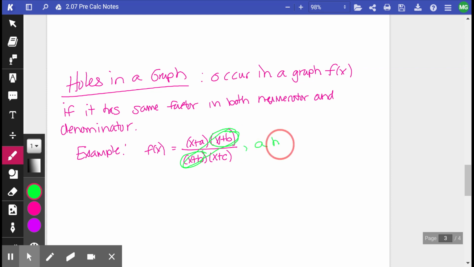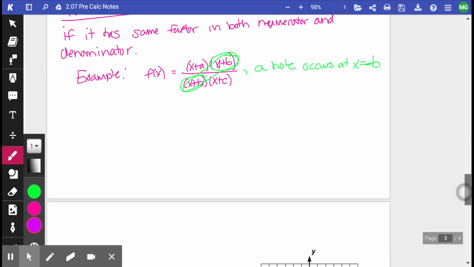So a hole occurs at x equals negative b, so at that root. So if you were to set x plus b equal to 0, you would get x equals negative b. So the hole occurs at x equals negative b.